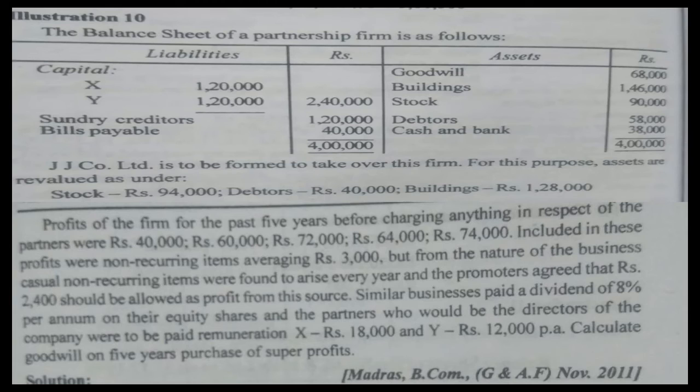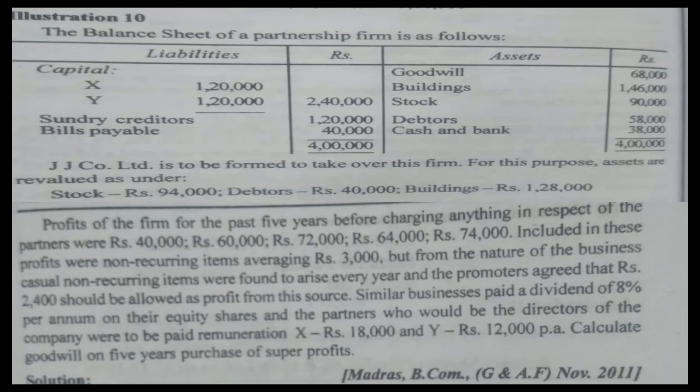So the problem clearly differentiates between these two. There's a non-recurring income of 3,000. Out of this 3,000, it seems that 2,400 is regularly occurring, which means it is indirectly related to the business. So out of this 3,000, only 2,400 is related to the business. The remaining is not related, which means 600. So that alone should be eliminated from the profit.